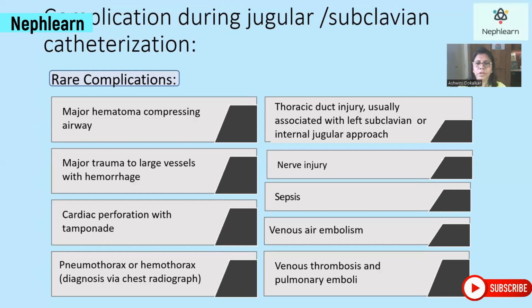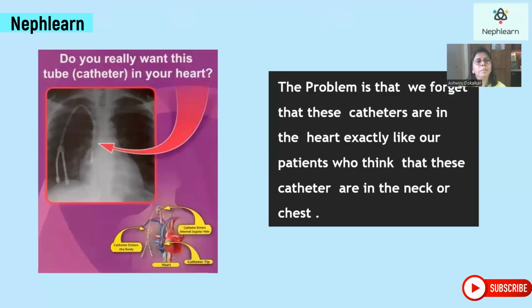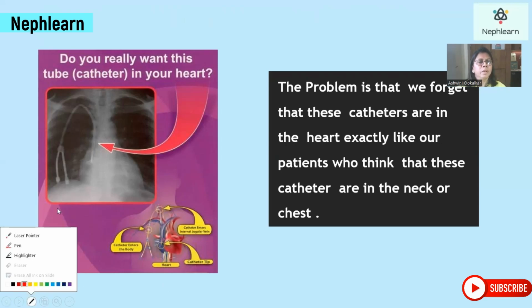And there may be nerve injury because the brachial plexus runs very close to the subclavian vein. There may be sepsis, and there may be air embolism or thrombosis and pulmonary embolism. All this happens because, if you know, the catheter actually resides in the heart. It is inserted through the superior vena cava and it reaches the atrium. So we have the superior vena cava and then the atrium. And therefore, all these complications can occur.